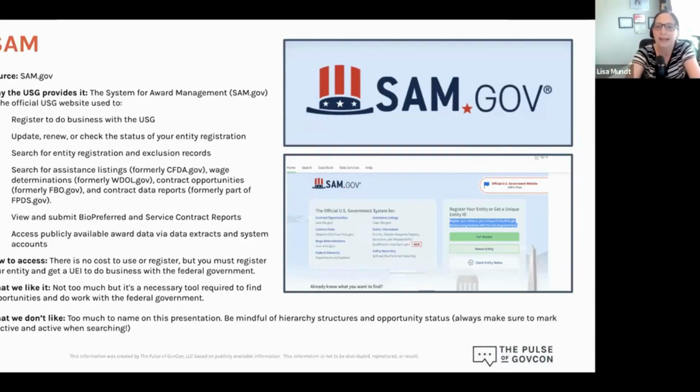What do we like about it? Not too much, but it's a necessary evil. To find opportunities and to do work with the federal government, we might not love it, but we have to acknowledge it. And then Amber had written in this, what we don't like is too much to name on this presentation. But you really do, when you're using it, have to be mindful of hierarchy structures and opportunity status, and always make sure to mark inactive and active when searching.